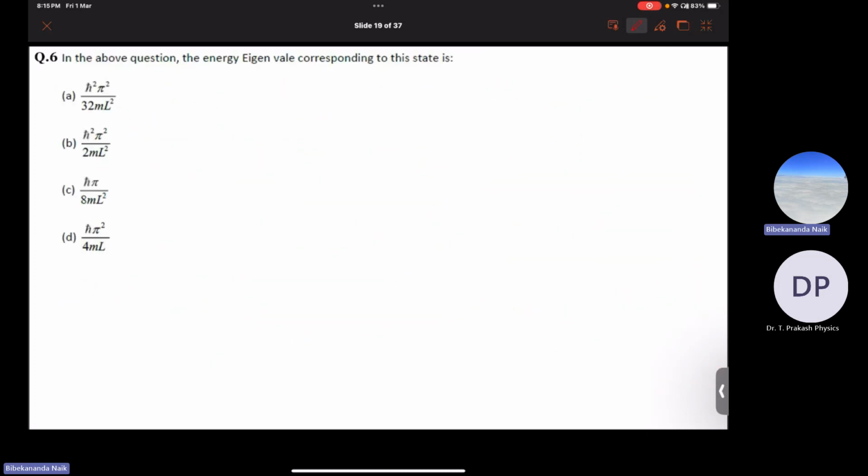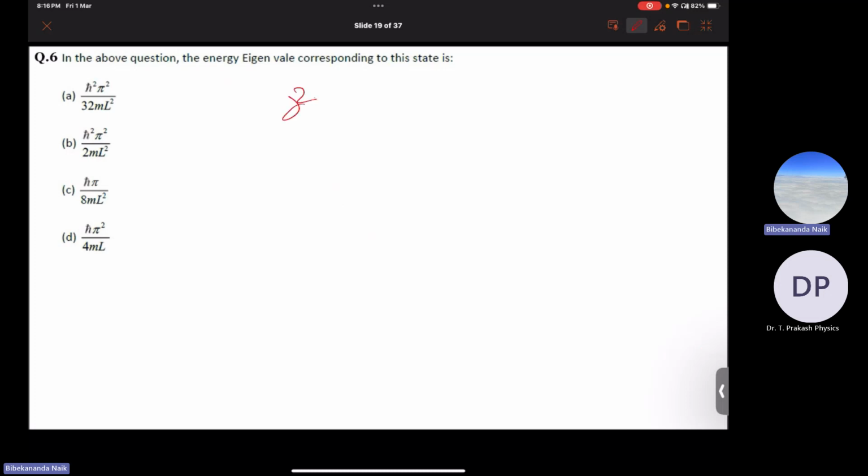We should solve fast. So the next question is: in the above question, the energy eigenvalue corresponding to this state is h cross square pi square by 32 ml square, or 2 ml square, or 8 ml square, or 4 ml square. So these are the four options. How will we calculate the value of energy?